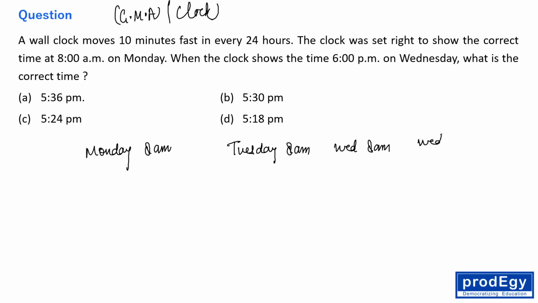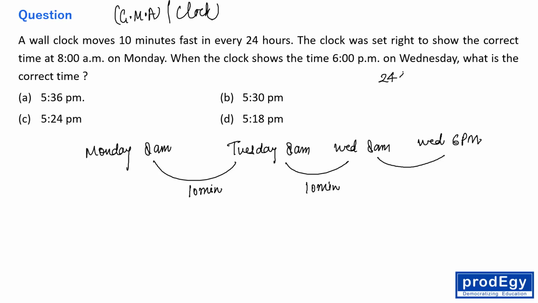And Wednesday 6 PM, right? Okay, fine. So this is 24 hours, so 10 minutes. This is 24 hours, so again 10 minutes. Right? And how many hours are they? They are 10 hours, right? So Monday 8 AM to Wednesday 8 AM to Wednesday 6 PM. There are 10 hours, right?